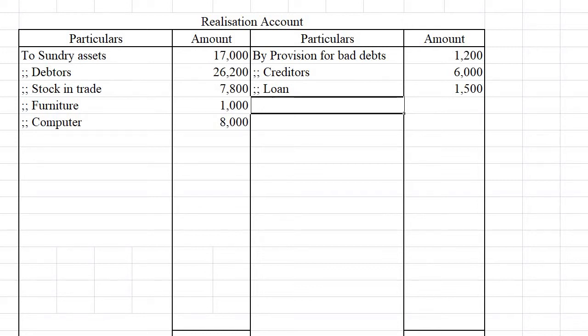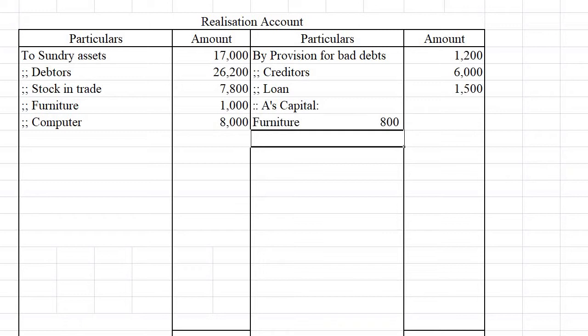So first here it's given that A took over the computer at book value to settle his loan. That let it be, we will write that also. First we can see the remaining assets. A took over furniture at rupees 800. So we can write A's capital. In A's capital, furniture he has taken and debtors also. So we can write one by one down. Furniture 800 he has taken, and then debtors amounting to rupees 20,000 he has taken for 17,200. So the total comes to 18,000.